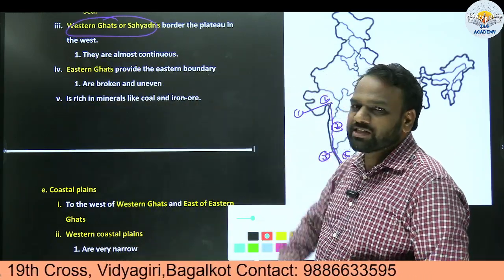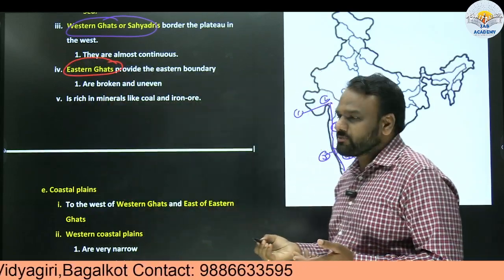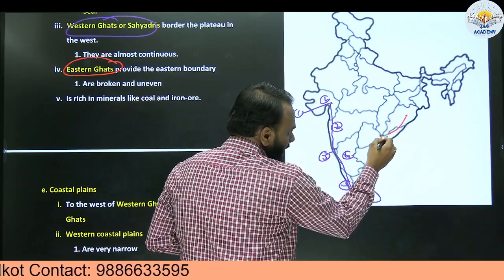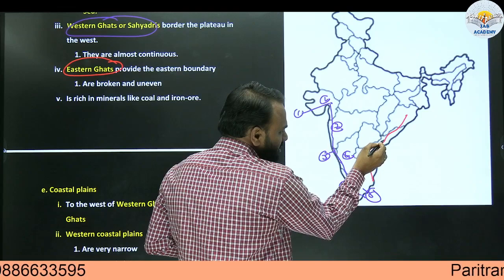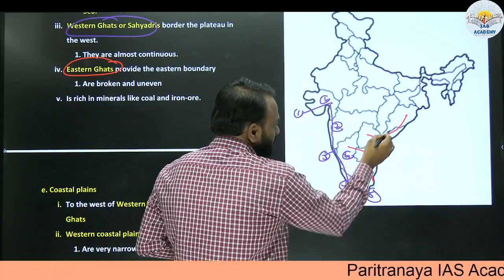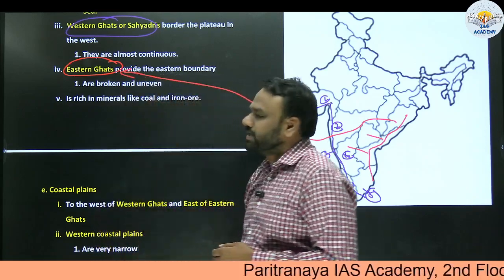Similarly, when it comes to the Eastern Ghats, across which states is it spread? Odisha, Andhra Pradesh, Tamil Nadu, and some part of the Eastern Ghats extends into Telangana as well as Karnataka. So this is about the Eastern Ghats.